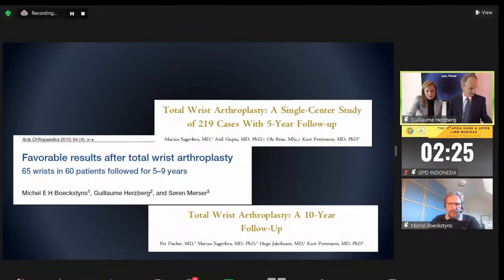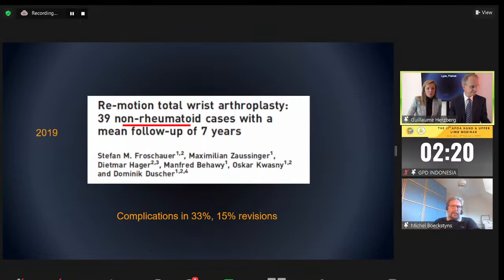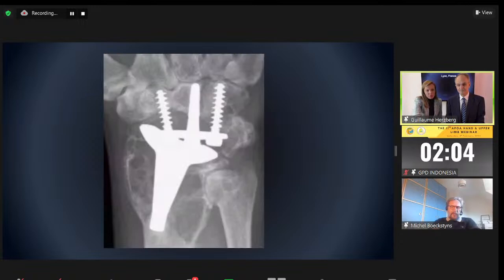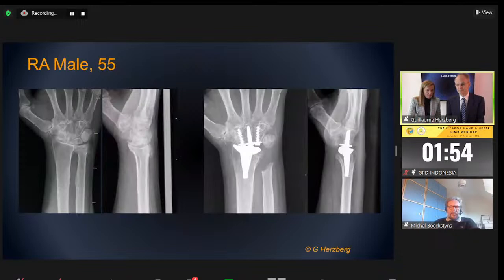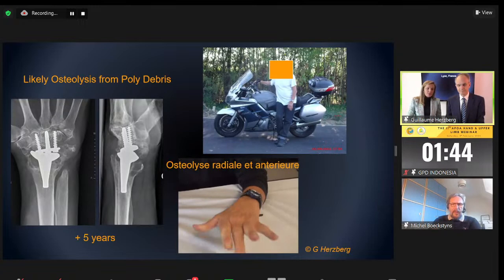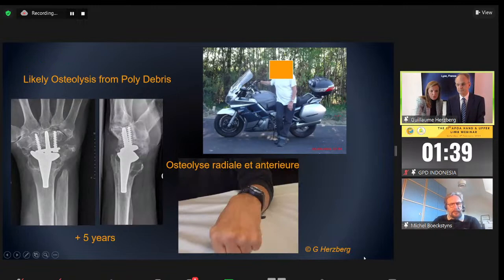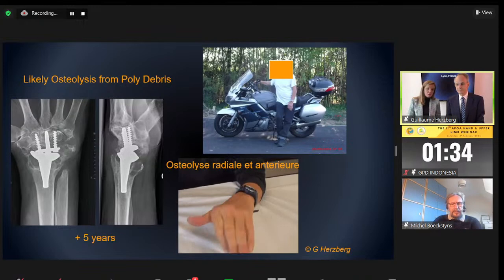You can see those papers with some favorable follow-up, but there was, and this is actually the main numbers we find for most of the prostheses, about one third complications and 15% revision. In this paper, it was only about non-rheumatoid patients. You can see here concerning osteolysis, mainly on the radial side of the implant. This is an example of a patient, a rheumatoid male patient, as you can see here. At the beginning it was the early radiographic follow-up, and here we are at 5 years. She's doing very well. I mean, great outcomes, Guillaume, but still a concern about the radiographs.